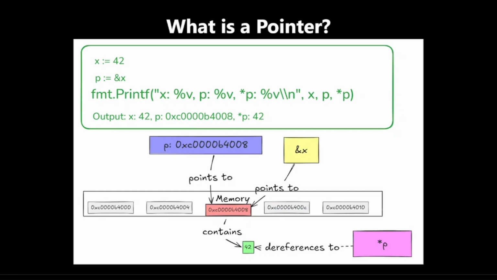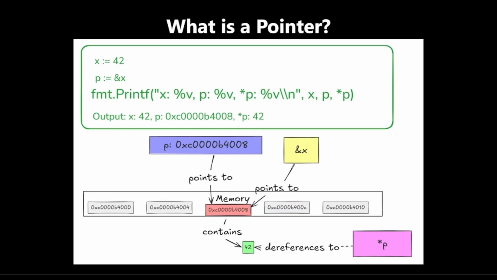Notice the red box in the middle, ending with 08. This is a specific memory address where we've stored a value. Below this address, you see a green box with the number 42. This is the actual value stored at that memory address.